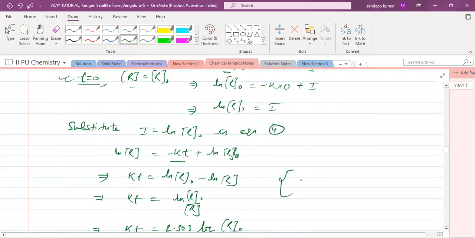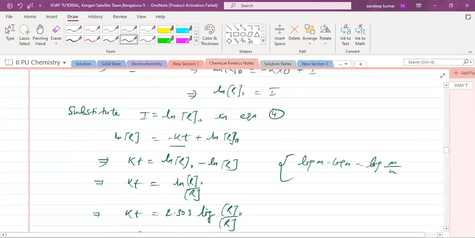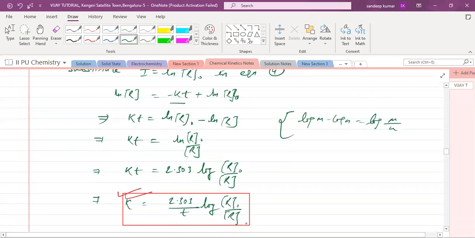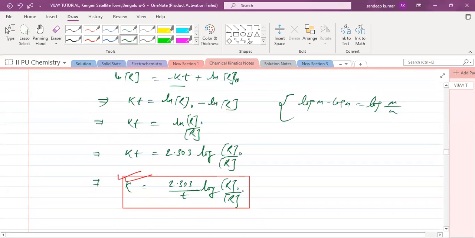We know the formula: log of m minus log of n is equal to log of m by n. So ln of R0 minus ln of R means ln of R0 by R, as we have written. Now if you want to convert this natural log to log base 10, we have to multiply by 2.303. So we can write k is equal to 2.303 by t log of initial concentration R0 by final concentration R. So this is about the derivations.